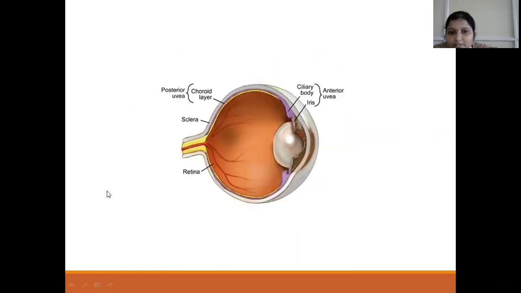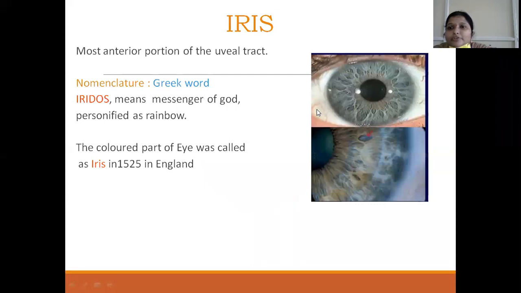So again, this is a representation of the eyeball showing the uvea. The anterior part is the iris, and this purple color one is the ciliary body, and this is the choroid. So the posterior uvea is formed by the choroid and the anterior uvea is formed by the iris and ciliary body. So first we will describe the iris. The iris is the anterior most part of the uveal tract.